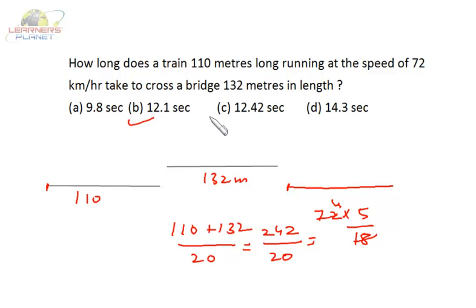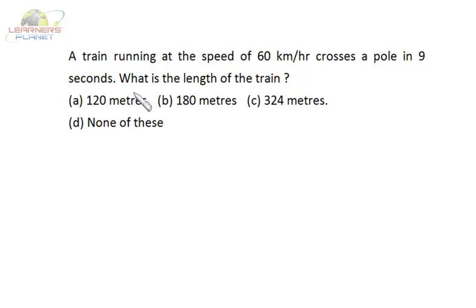When a train is crossing an object which also has significant length, maybe it is a platform, a tunnel, a bridge, or another train, in that case we have to consider the length of the train as well as the length of that stationary object. Now in this case, a train running at a speed of 60 km per hour crosses a pole in 9 seconds.